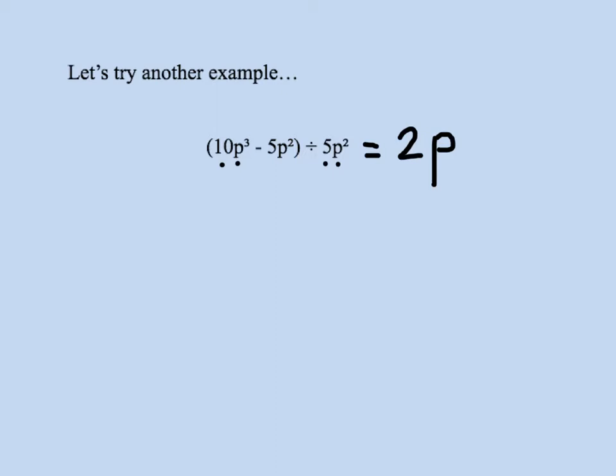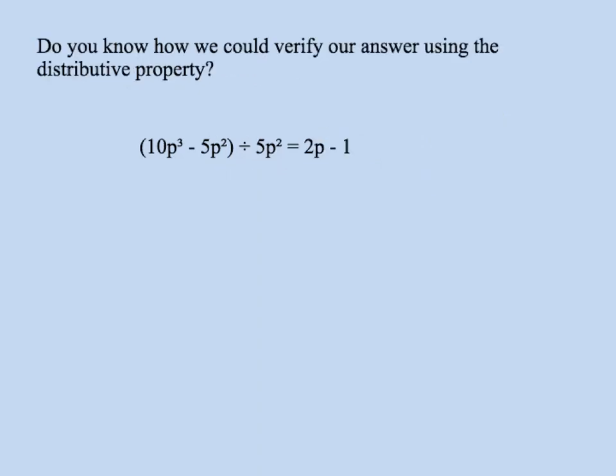Let's move on to the next term, negative 5p squared. A negative 5 divided by 5. That's a negative 1. P squared divided by p squared. Because the terms are the same, we know that that's going to equal 1. Negative 1 times 1 is simply negative 1. We've solved this equation. So I've written out our equation from this example. 10p cubed subtract 5p squared divided by 5p squared is equal to 2p subtract 1.